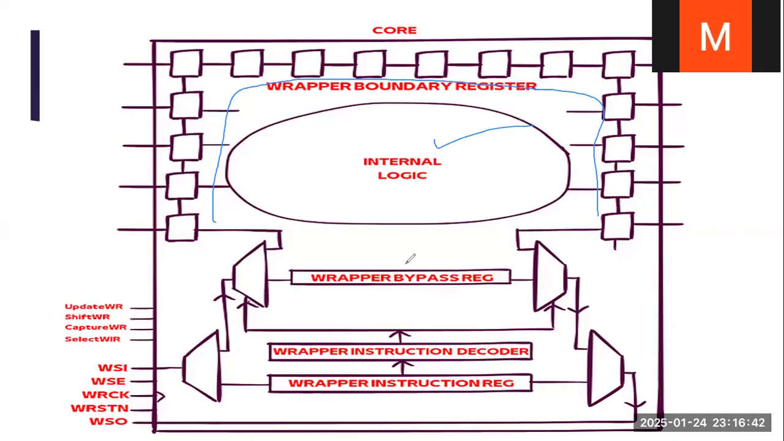You see here the vapor bypass registers. Suppose you want to bypass the testing of this particular logic, so we can use the vapor bypass registers. The vapor instruction decoder will get the instructions from the vapor instruction registers. The instructions are coming from the top model to this vapor decoder. Based on the decoder instructions, it may decide. So we'll go to the next slide and understand how these are connected.